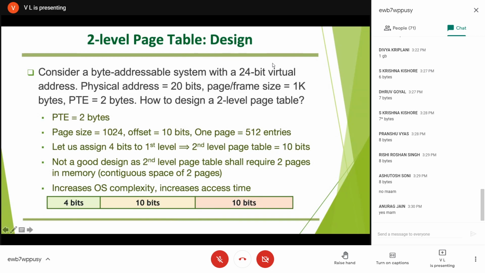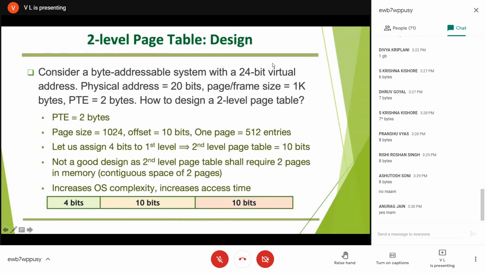So it means how many entries can be entered into a page will be 1024 divided by 2, that is 512 entries. Okay. So let's say we assign 4 bits to the first level, and if we assign 4 bits to the first level and 10 bits for offset, then the remaining 10 bits will be given for the inner page. So outer page is 4 bits, inner page is 10 bits, and this is 10 bits.